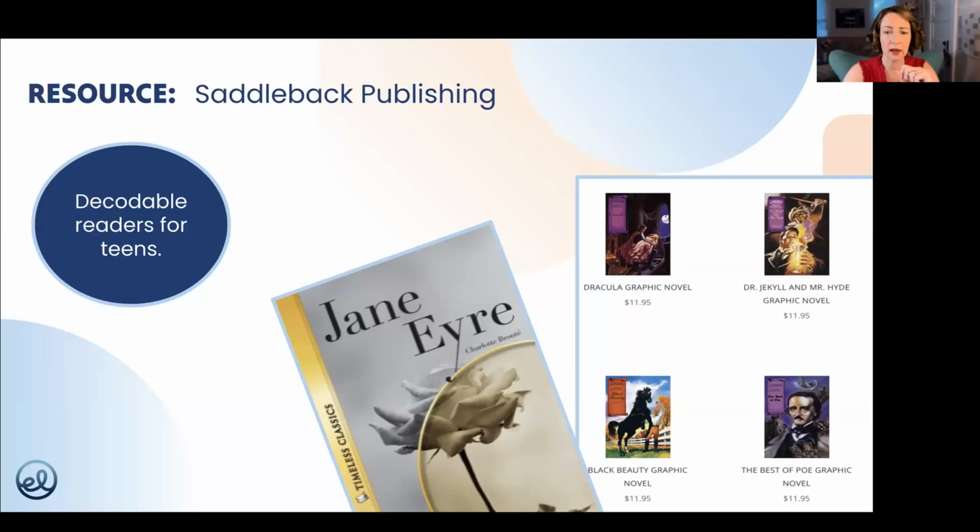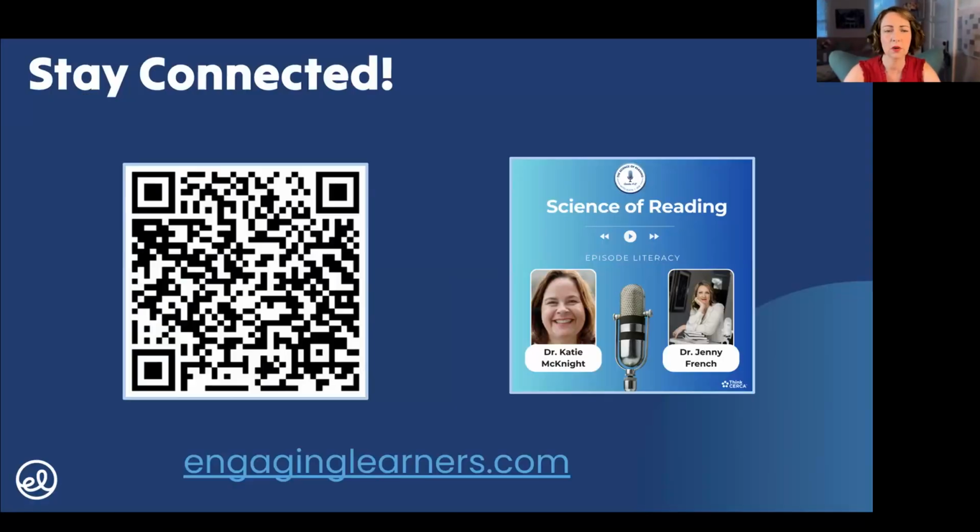I love the company Saddleback. They have decodable readers for teens, even the classics. They're about $12 a book. You get a little bit of money at the beginning of the year in your classroom to spend on classroom supplies. This is something you could build up over time, but it goes all the way down to even 1st and 2nd grade.